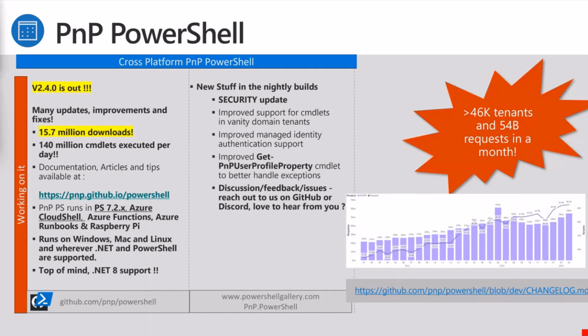So what's the latest in the nightly builds? We have a minor security update. We have bumped the MSAL version to the latest one. Besides that, we improved the managed identity authentication support. There were some issues when you used managed identity with the PnP provisioning engine, so we fixed that. We also added certain improved commands for vanity domain tenants. The usual tenants contain .sharepoint.com, but then there are certain tenants which are vanity domain. In those tenants, PnP PowerShell didn't work nicely, so we fixed that. And we also improved the Get-PnPUserProfileProperty to better handle exceptions.